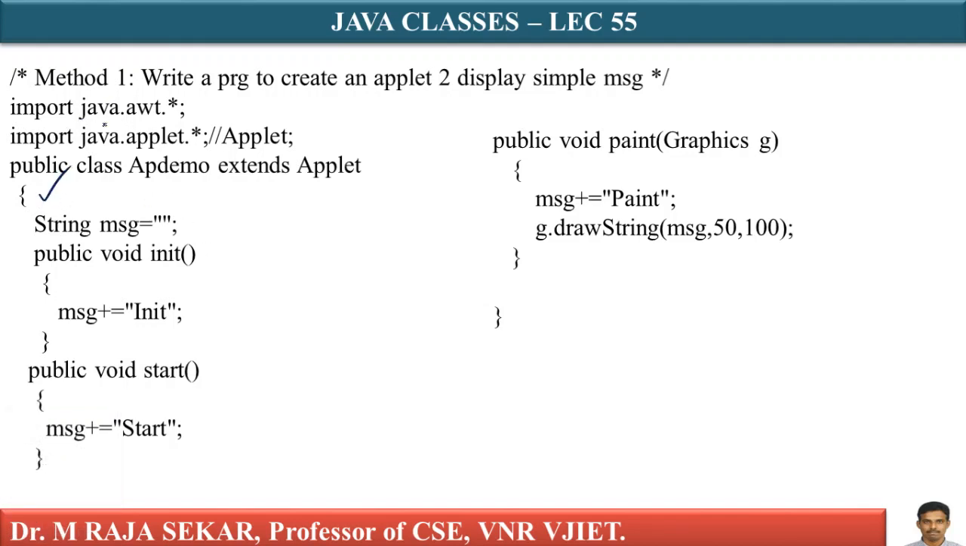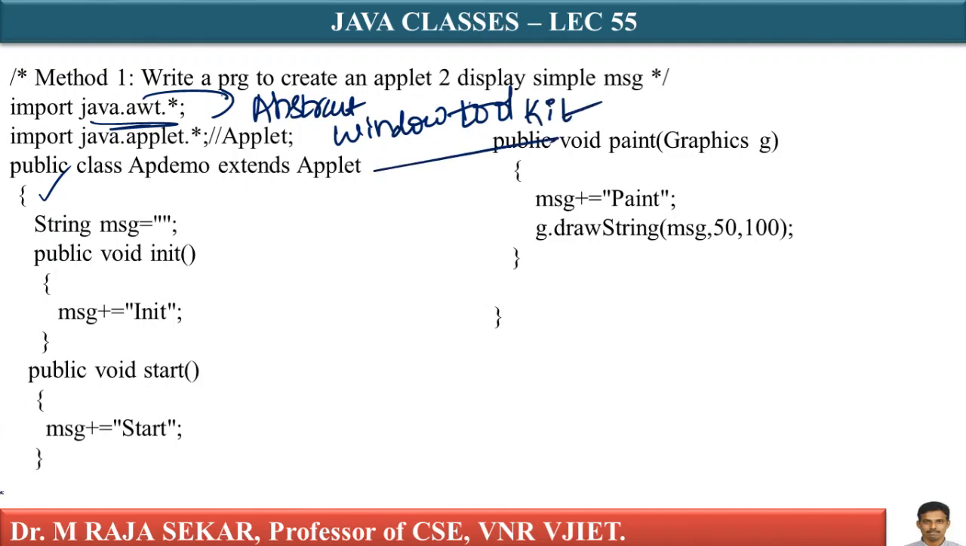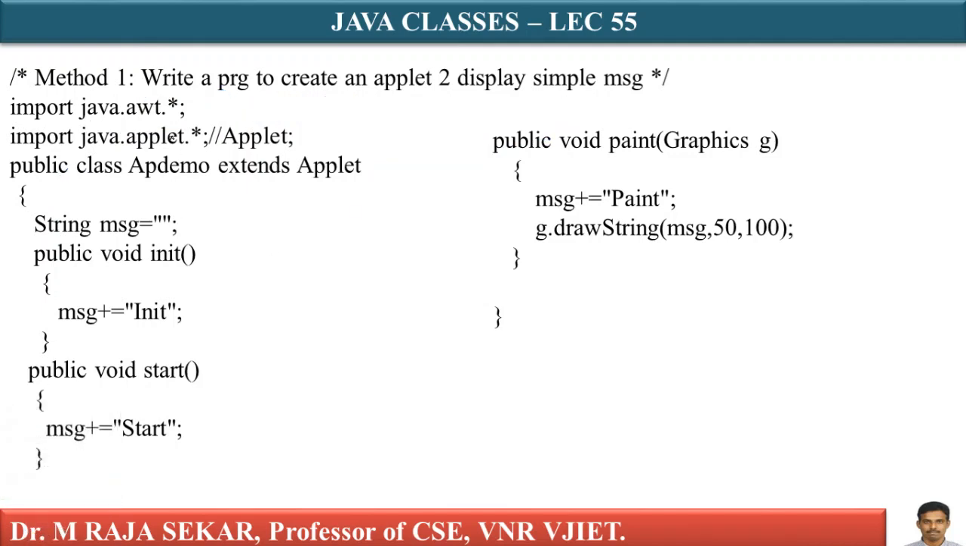Of course, import java.awt. AWT means Abstract Window Toolkit. I will discuss this Abstract Window Toolkit in detail in future classes. For the time being, understand AWT is also a sub package of the Java programming language. Public class, this is my subclass name, this is my superclass name. Anyway, msg is a variable whose data type is String, in which I am keeping an empty string. I am not keeping anything, just an empty string.